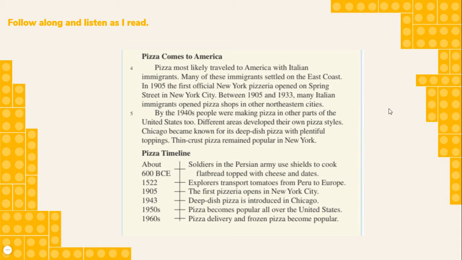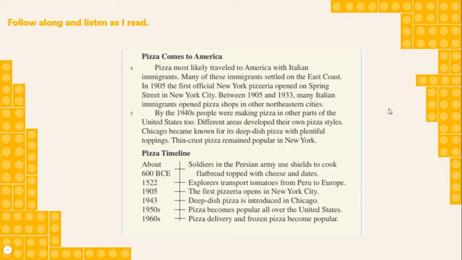Different areas developed their own pizza styles. Chicago became known for its deep dish pizza with plentiful toppings. Thin crust pizza remained popular in New York.